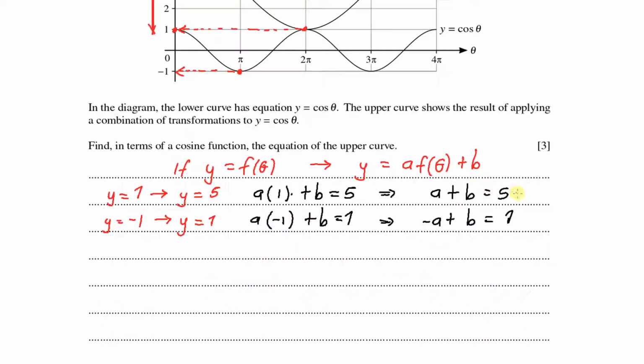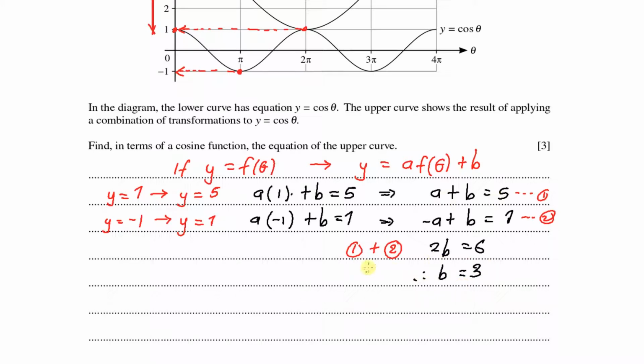Now we have two simultaneous equations which need to be solved, and I'll do this simply by adding equation 1 plus equation 2. If we add equation 1 plus equation 2, a plus minus a gives us 0, b plus b gives us 2b, and 5 plus 1 gives us 6. So this therefore means that b is equal to, dividing both sides by 2, 3.